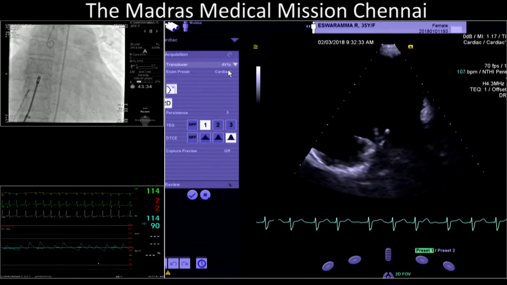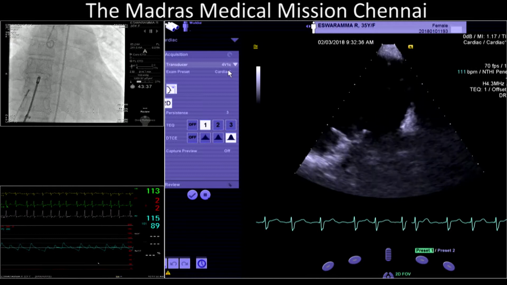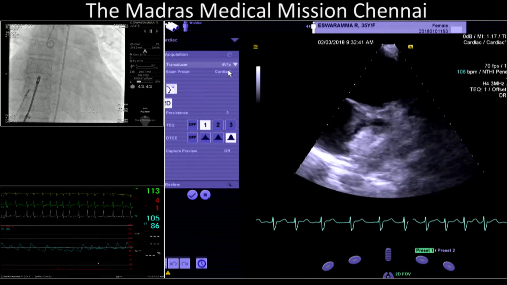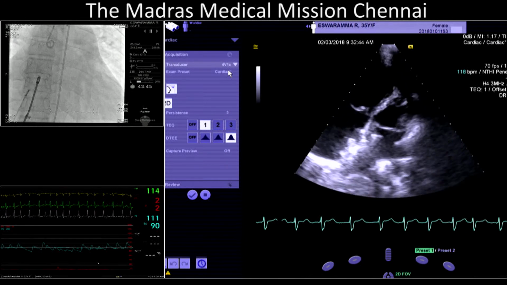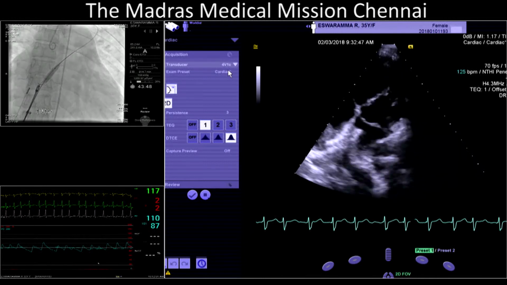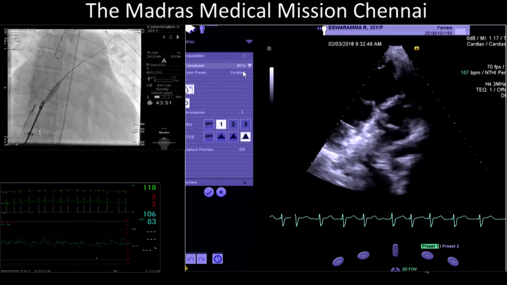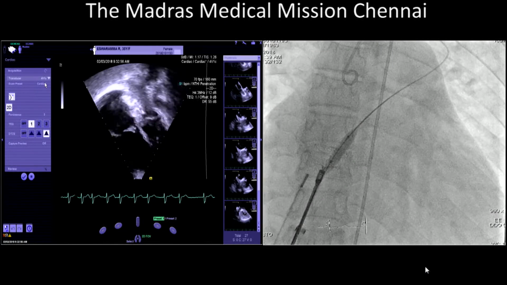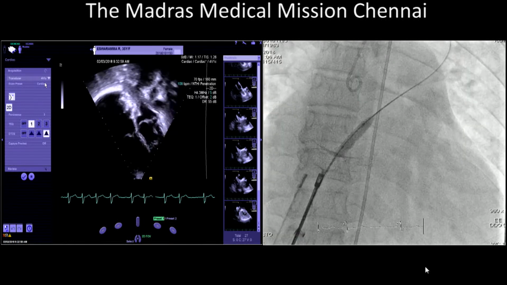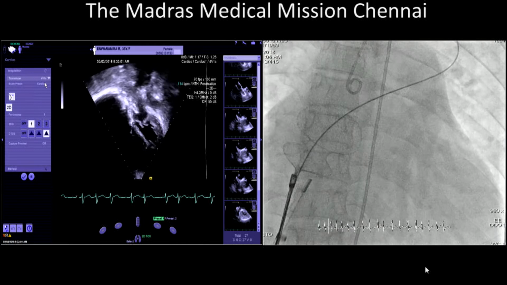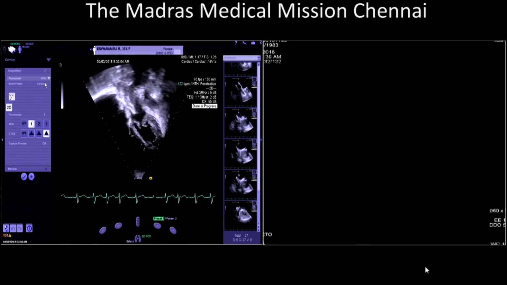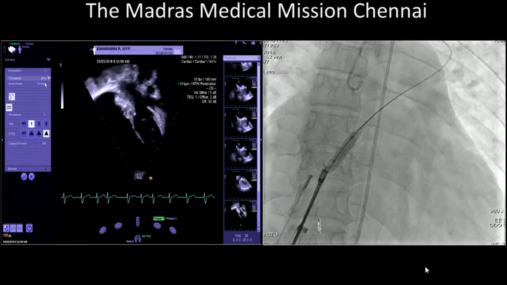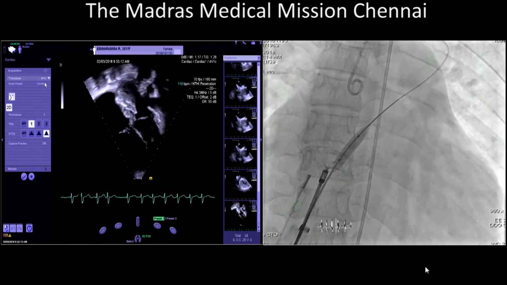Shiva, we see your pictures. I will show the two previous pictures. Previous fluoro. So what we did was we aligned the fenestration across with a balloon. Next picture. Next. Now we have taken the balloon out.